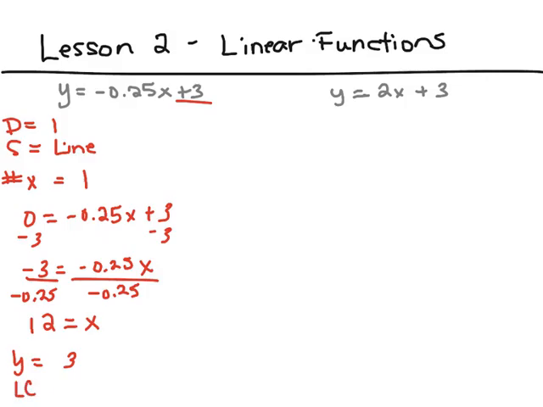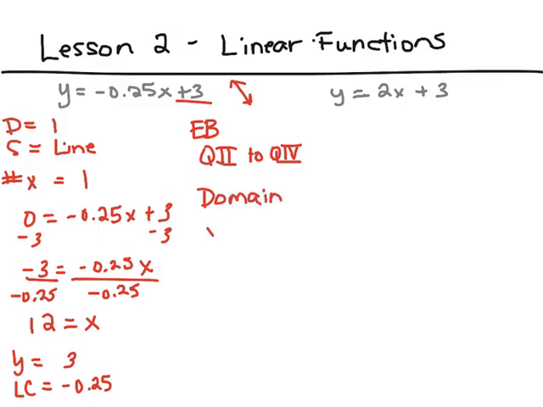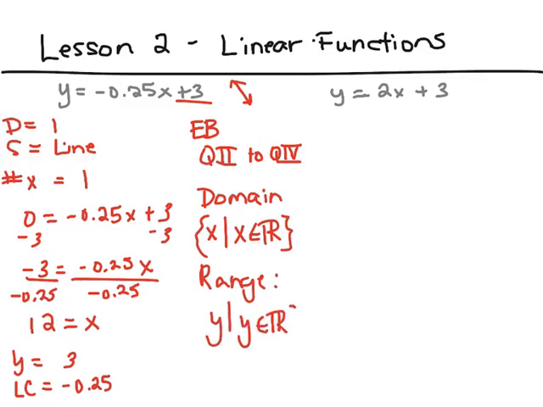Our leading coefficient is equal to negative 0.25. So because it's a negative, our end behavior goes down like this. So it goes from quadrant 2 to quadrant 4. The domain for a line is always x such that x is an element of the real numbers. And the range for a line is always y such that y is an element of the real numbers.